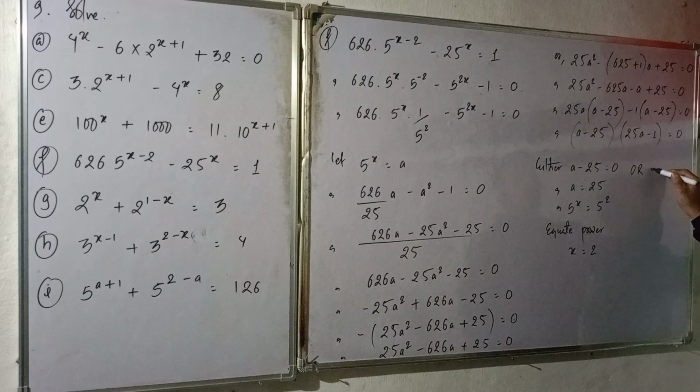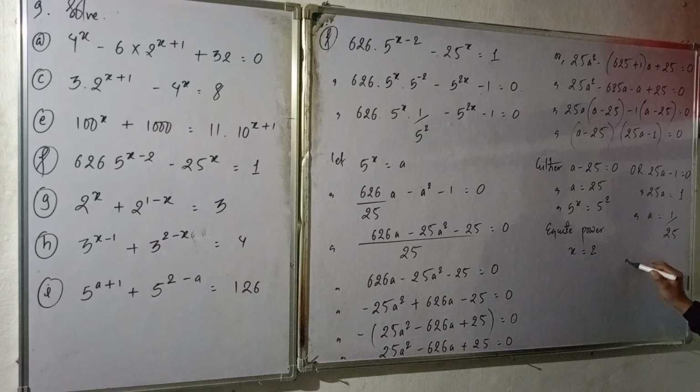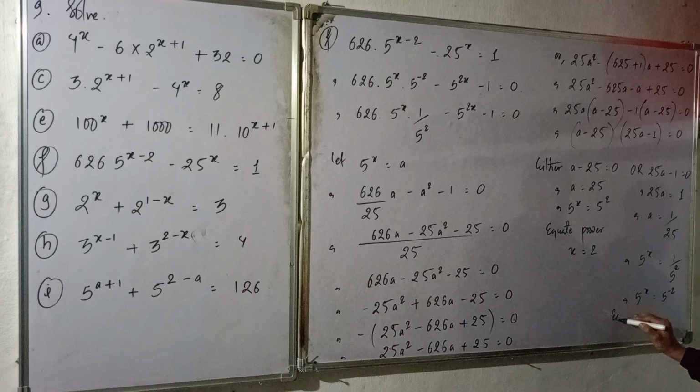Similarly, 25a minus 1 equals to 0, or 25a is equals to 1, or a equals to 1 by 25. Now replace back the value of a by 5 power x. So 1 by 25, replace this 25 by 5 square. So 5 power x, try to move this into the numerator. This will become 5 power negative 2. So equate powers, you will get the value of x equals to minus 2.